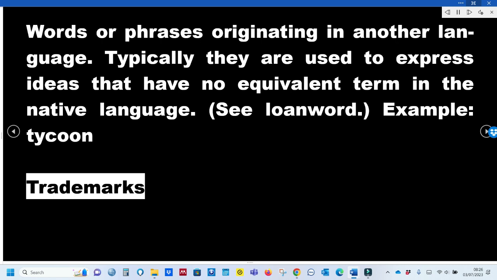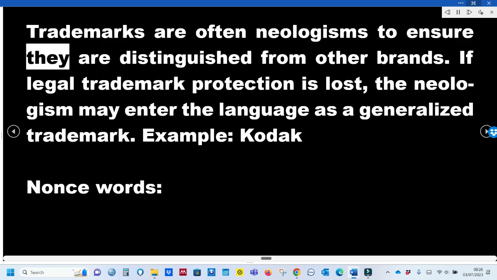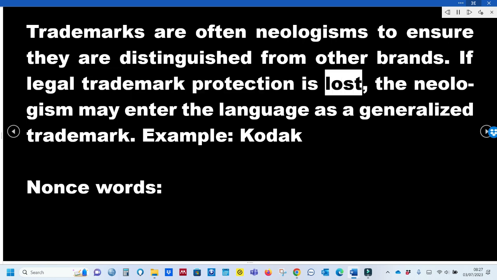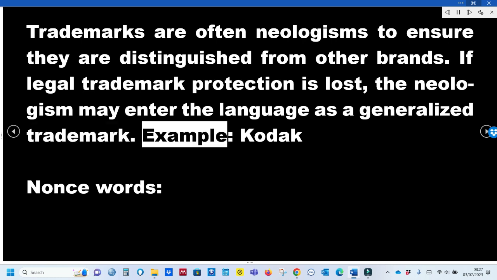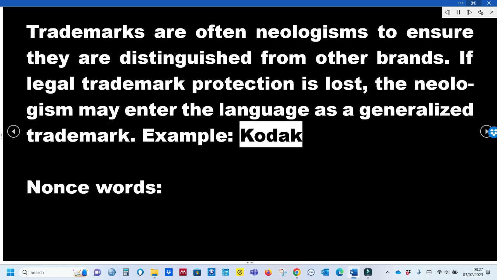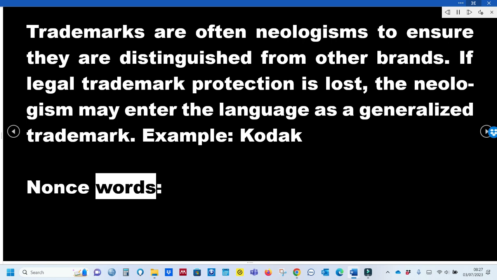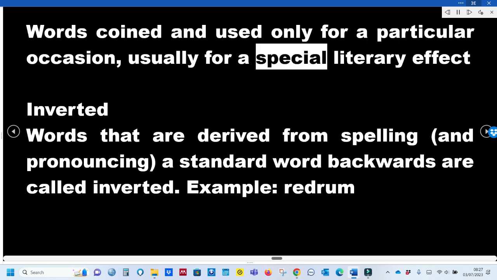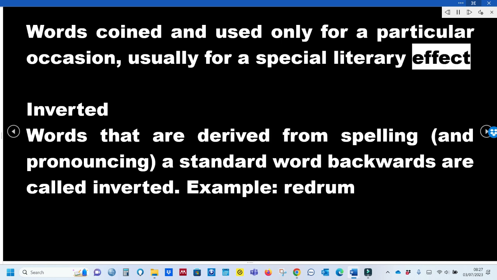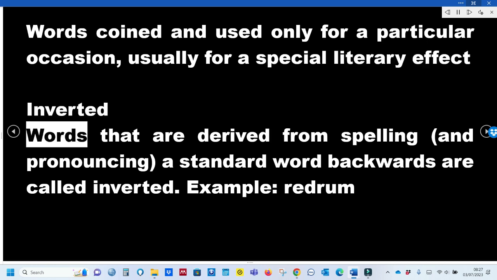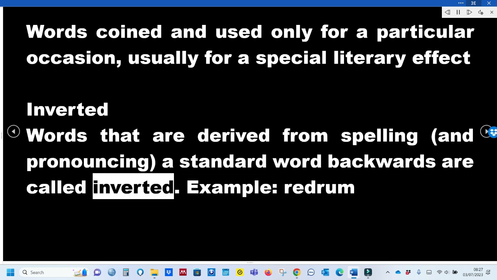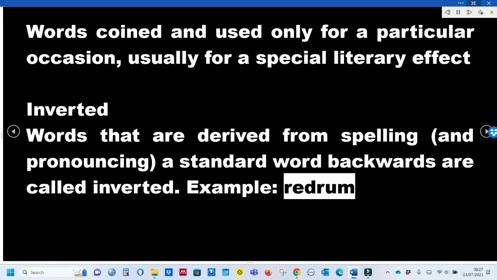Trademarks. Trademarks are often neologisms to ensure they are distinguished from other brands. If legal trademark protection is lost, the neologism may enter the language as a generalized trademark. Example, Kodak. Nonce words. Words coined and used only for a particular occasion, usually for a special literary effect. Inverted. Words that are derived from spelling and pronouncing a standard word backwards are called inverted. Example, red rum.